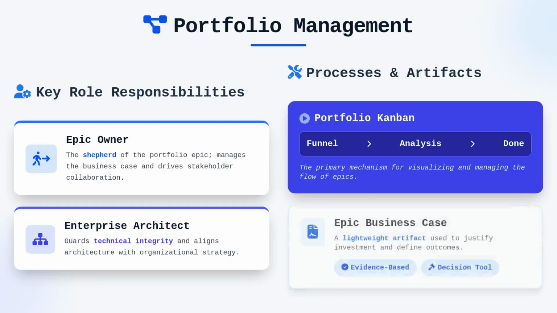A portfolio epic business case is not merely a document, but a lightweight artifact that justifies the investment by defining the expected business outcomes and criteria. It serves as an evidence-based tool for decision-makers to evaluate whether a proposed epic provides sufficient value to warrant its place in the pipeline.